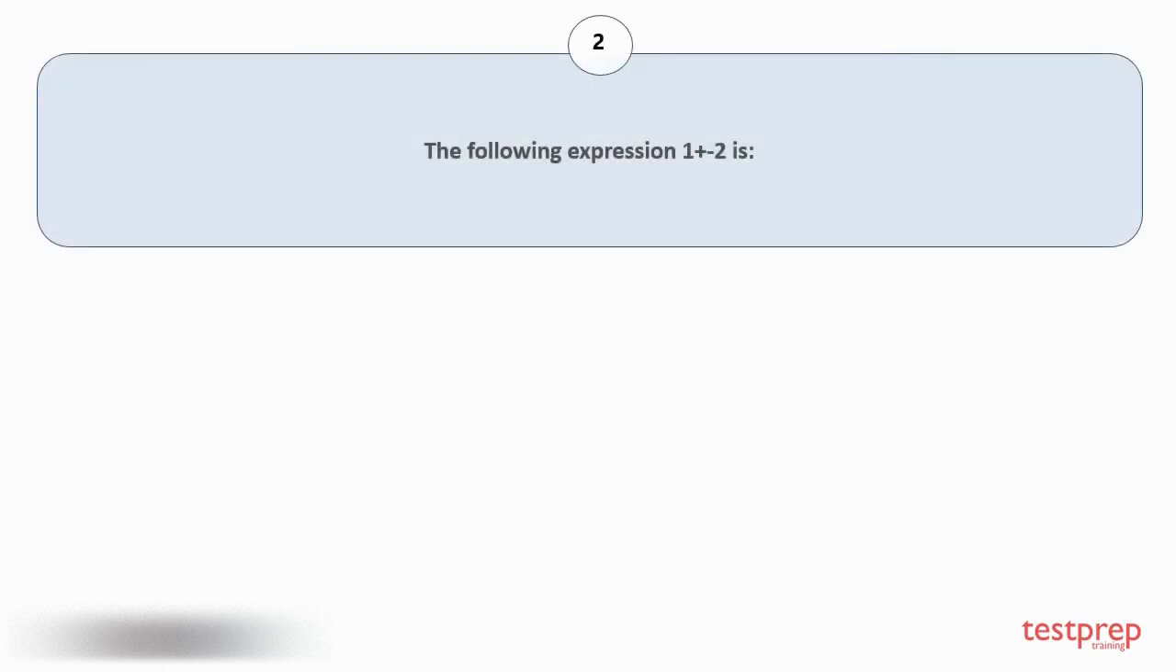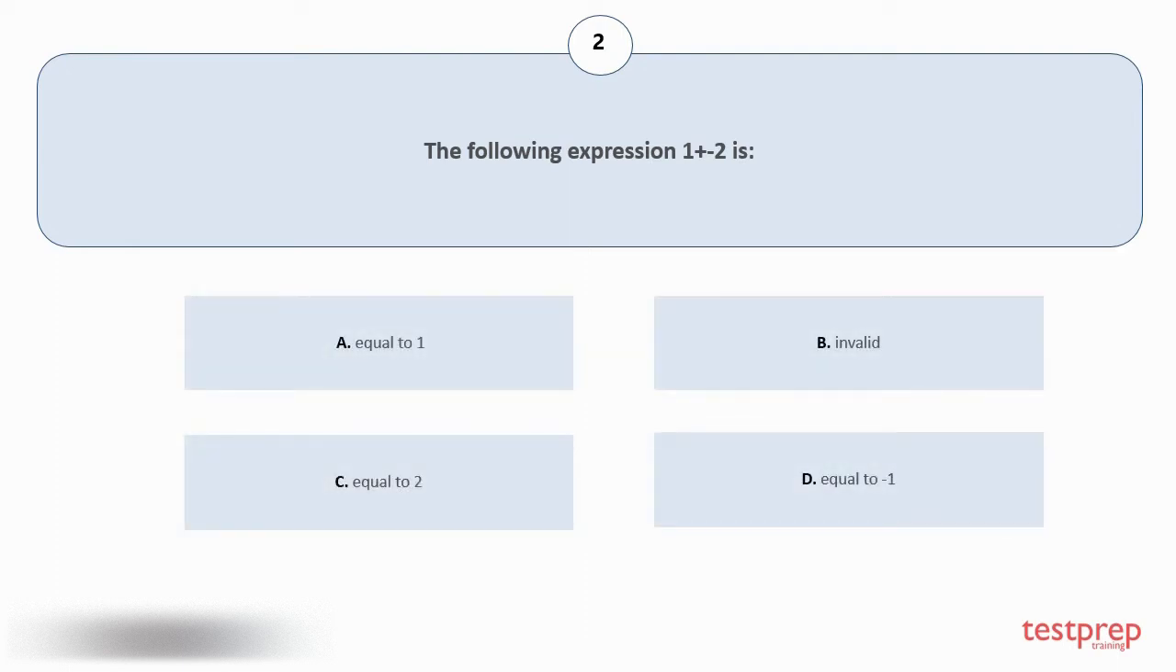Question number 2, the following expression 1 plus minus 2 is. Your options are. A equal to 1. B invalid. C equal to 2. D equal to minus 1. The correct answer is, option C.